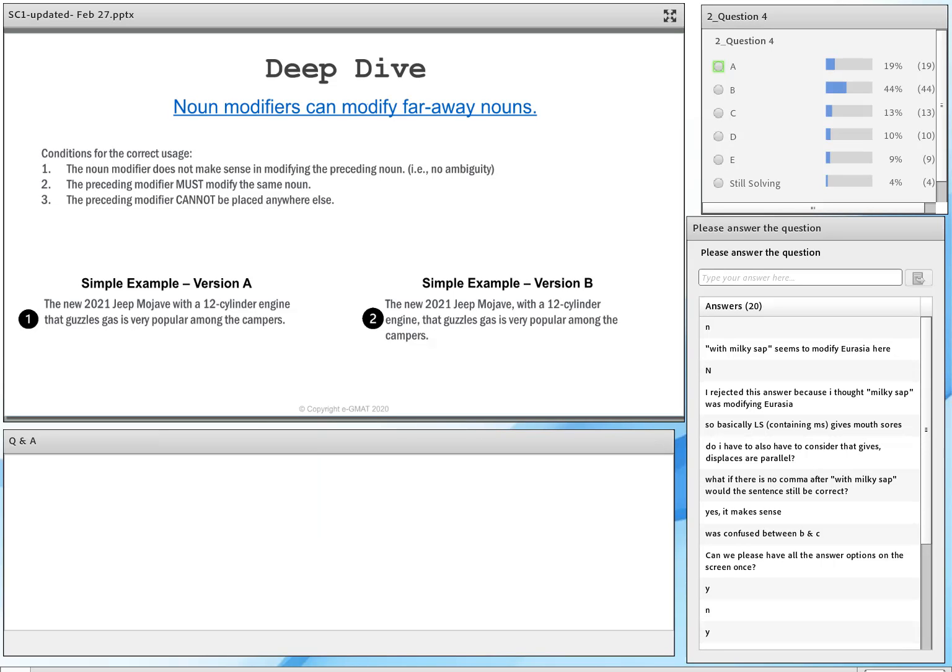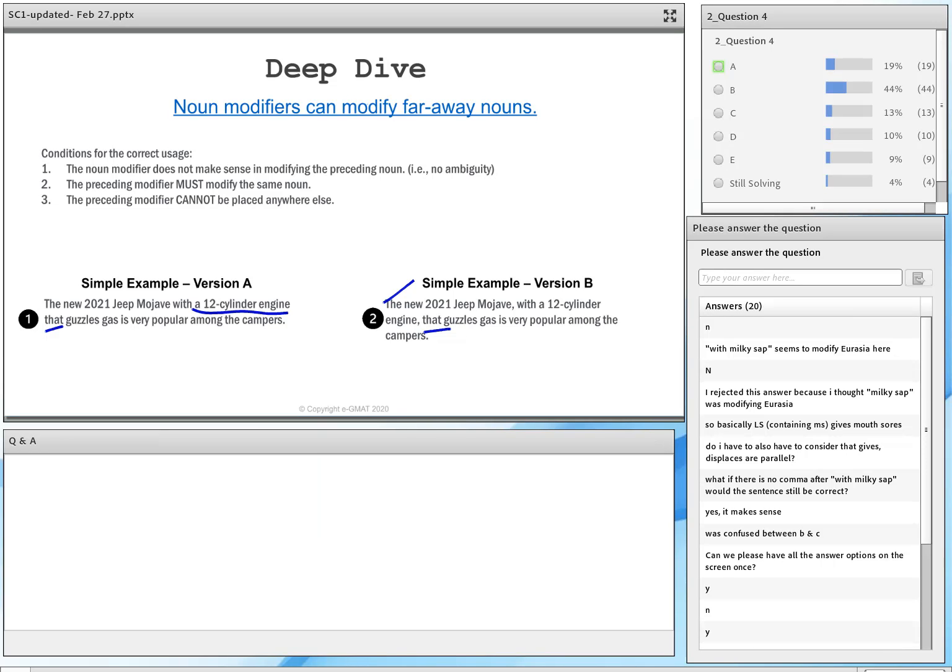The new 2021 Jeep Mojave with a 12-cylinder engine that guzzles gas is very popular among the campers. Here you don't see any commas, so this "that" is actually modifying a 12-cylinder engine. But in the sentence, the new 2021 Jeep Mojave with a 12-cylinder engine, that guzzles gas is very popular, now here "that" is actually talking about Jeep Mojave, and it is absolutely correct to say that a particular model of car is a gas guzzler, right? We can always say that. So here we see that faraway noun modification working absolutely perfectly, and this is what is happening in choice B as well.